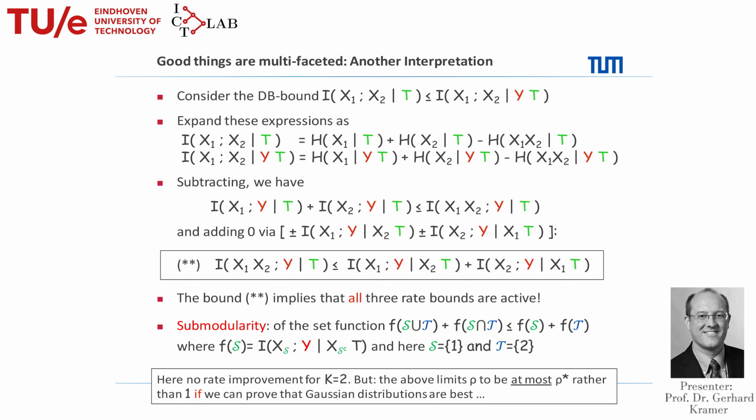Feedback somehow has something to do with submodularity. So submodularity seems to me to be quite fundamental in some sense. I don't understand that, but I think it's an interesting way of looking at it. So the bound implies that all three rate bounds are active.